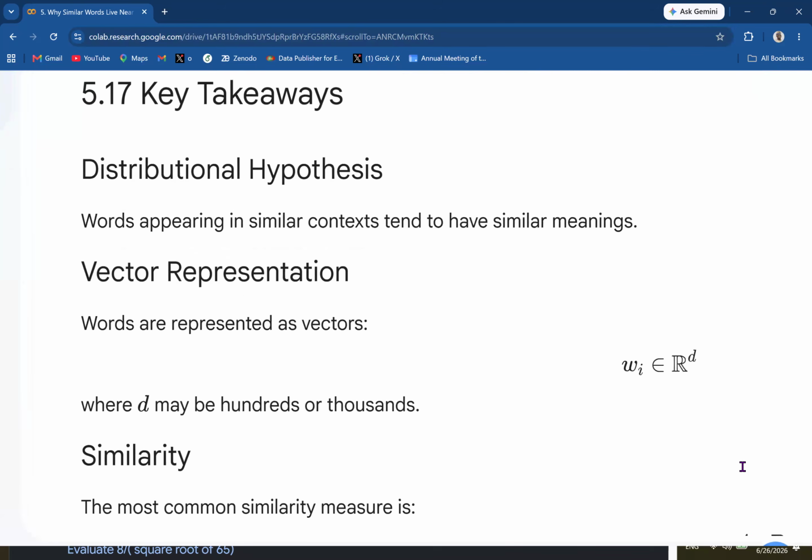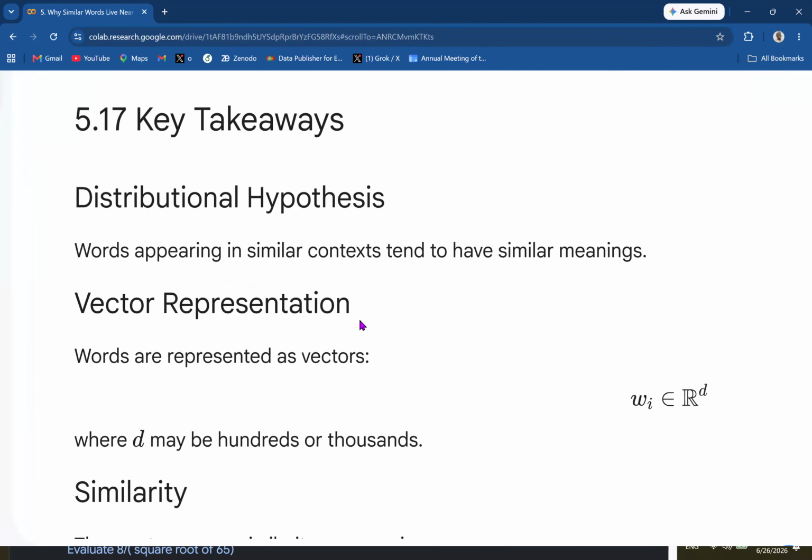So key takeaways again: the distributional hypothesis, words appearing in similar contexts tend to have similar meanings. Settled. Then for vector representation, words are represented as vectors, w_i in R^d, a d-dimensional real number space where d may be hundreds of thousands, just like we said right from the first video. So AI is just some simple mathematics done on tons of data.